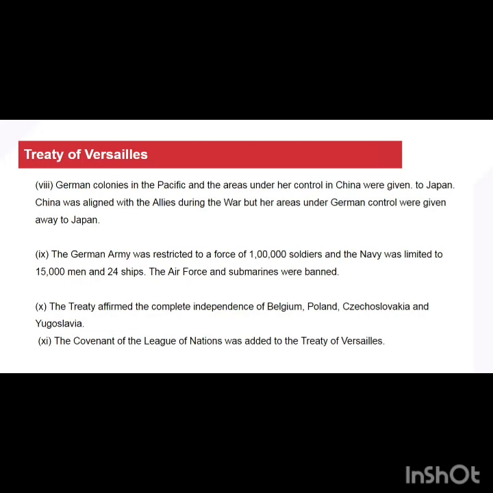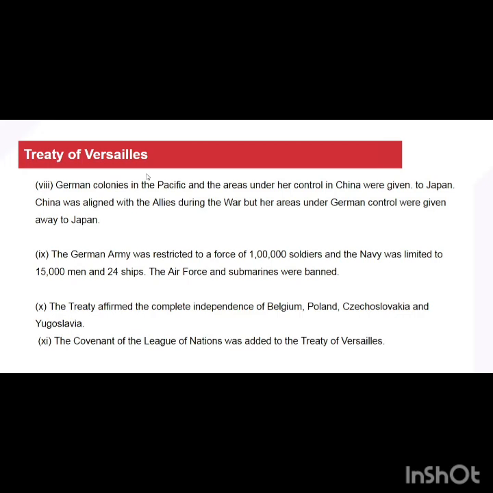Then Germany's army was restricted to only 1 lakh soldiers. So it could maintain only 1 lakh soldiers, navy only 15,000 men and 24 ships. A complete ban was on submarines. So German U-boats, which were very famous in World War One, were completely banned, and Germany's air force was also banned. Okay, so the Luftwaffe was the German air force, and it was completely banned.